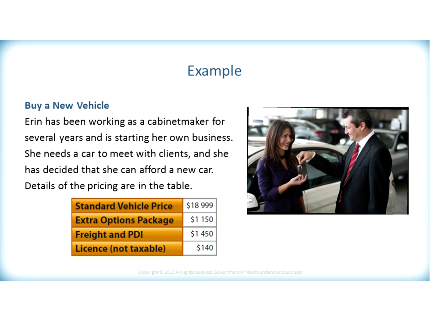So the extra options package are a few extra bonus items to the car, maybe air conditioning or heated seats, maybe a sunroof. Freight and PDI, that's something that you pay when you get a brand new car. In this case, it's $1,450. And transferring the license to you, which is not a taxable item, is going to cost $140.